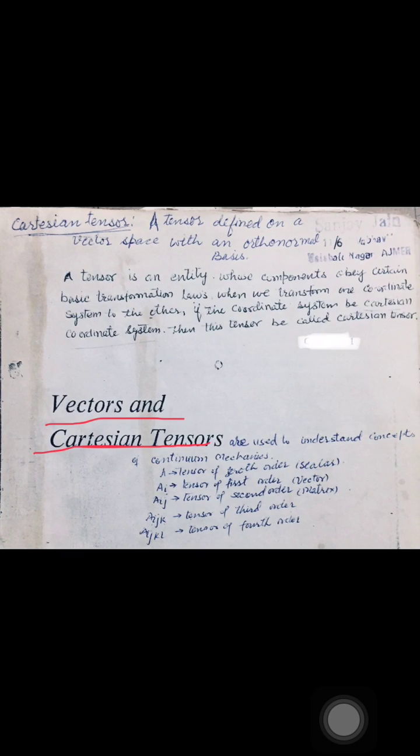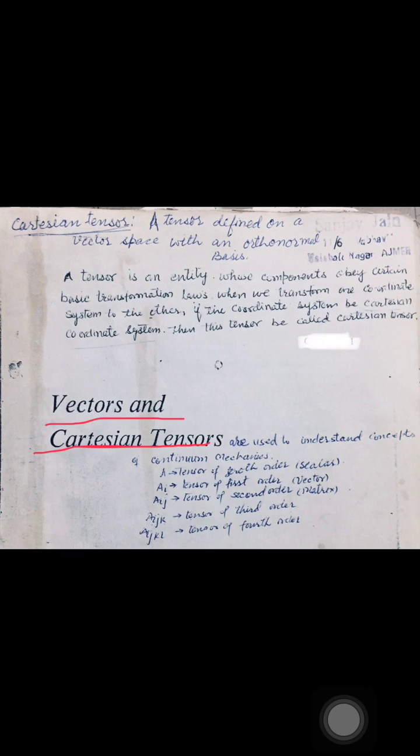What is a tensor? A tensor is an entity whose components obey a certain basic transformation law when we transform from one coordinate system to the other. If the coordinate system is a Cartesian coordinate system, then the tensor is called a Cartesian tensor. Or sometimes in the algebra sense, a tensor defined on a vector space with an orthonormal basis is also a Cartesian tensor. Here we use vector and Cartesian tensor.